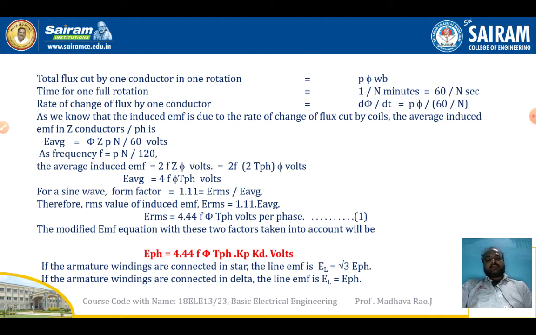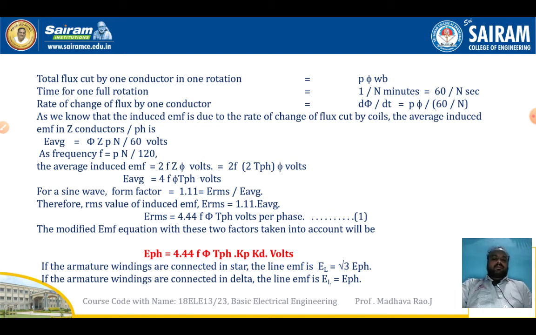So frequency F is equal to PN by 120. This formula we got from the synchronous speed formula. Ns is equal to 120 F by P, so F is equal to PN by 120, right? So substitute F, the average induced EMF is equal to 2F phi Z volts, right? So the average is equal to 4F phi TPH.